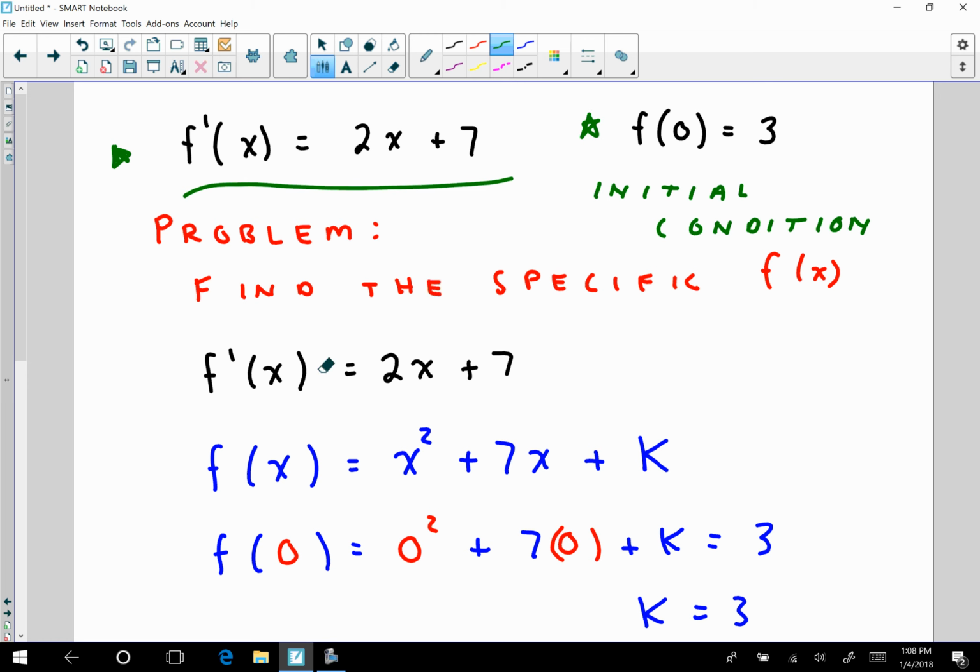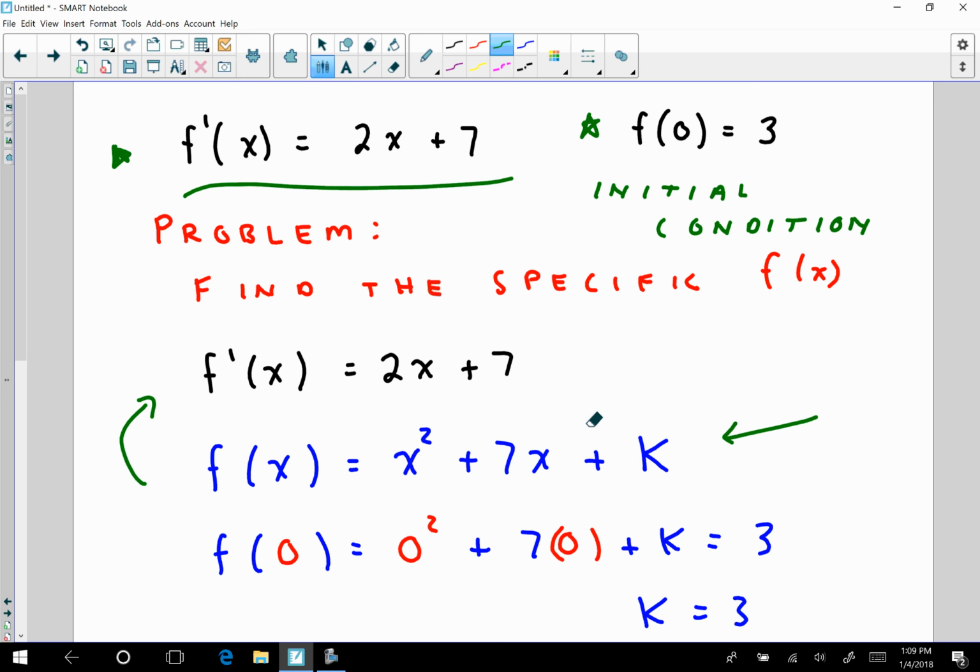So I start with f prime of x as 2x plus 7. I anti-differentiate it, and I see that f of x is x squared plus 7x plus k. Here's my constant of integration. We cannot forget that. And I could easily work in reverse to find the derivative. The derivative of x squared is 2x. The derivative of 7x is 7. So we know that this is the family of antiderivatives.